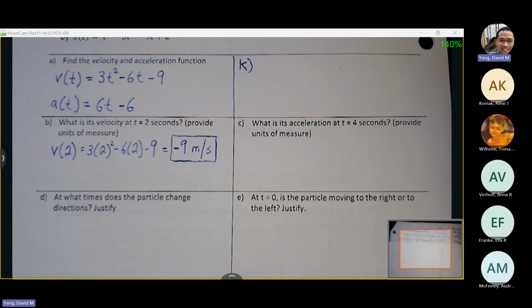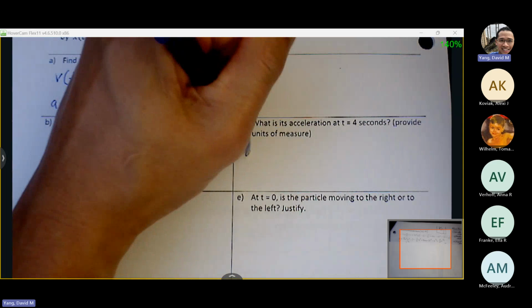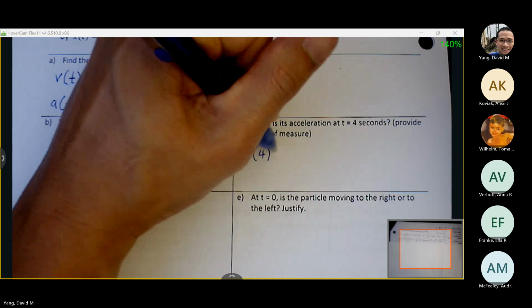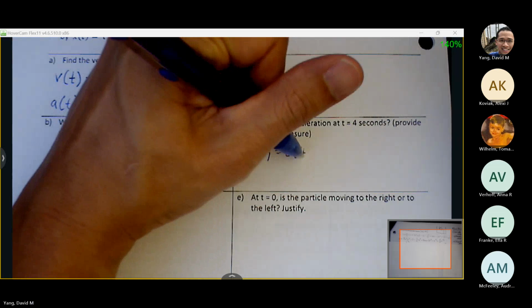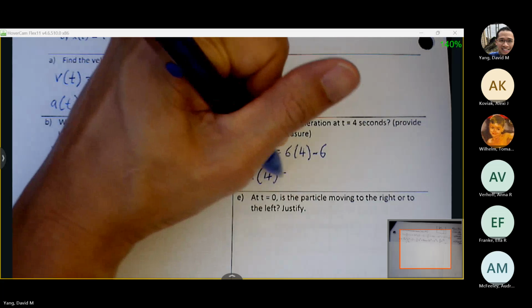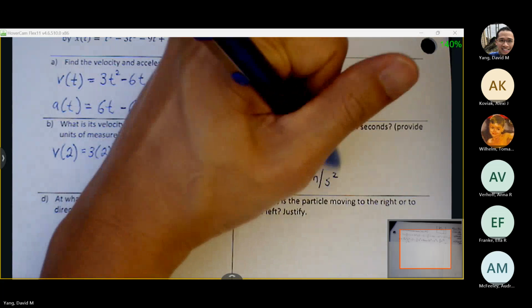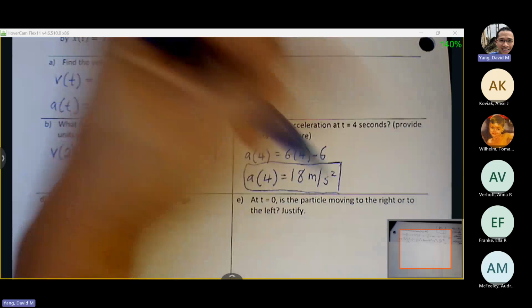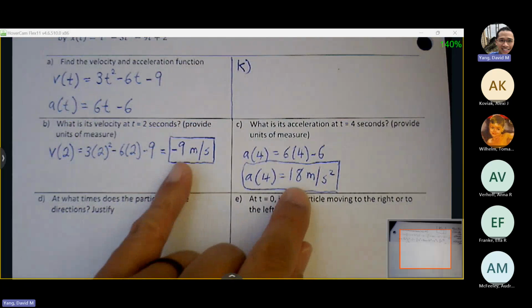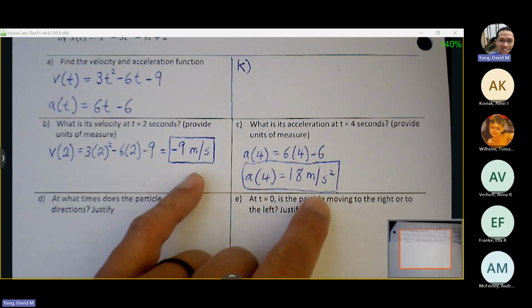What's the acceleration at 4 seconds? This is a moment in time, so we can plug 4 into our acceleration function. Acceleration has a different unit of measure than velocity. Meters per second for velocity, meters per second squared for acceleration.